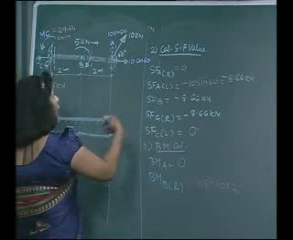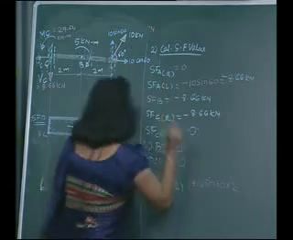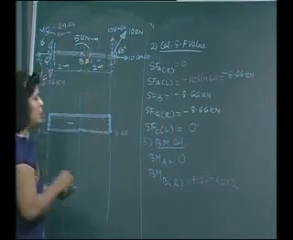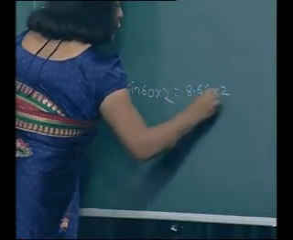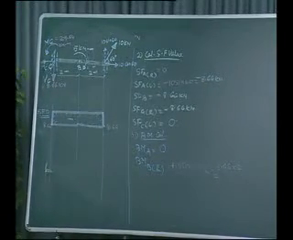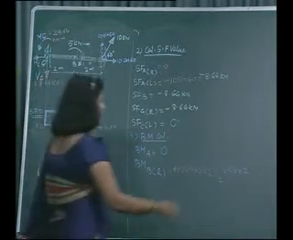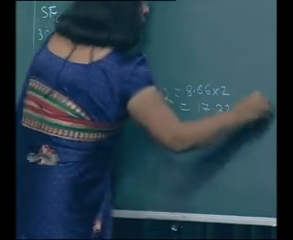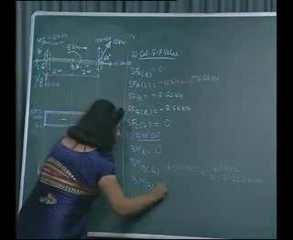It is anti-clockwise and it is producing a sagging moment, so it will be plus because it will rotate like this. So it will push the beam in the downward direction, so positive. So 8.66 into 2, that is 17.32 kilonewton meters.